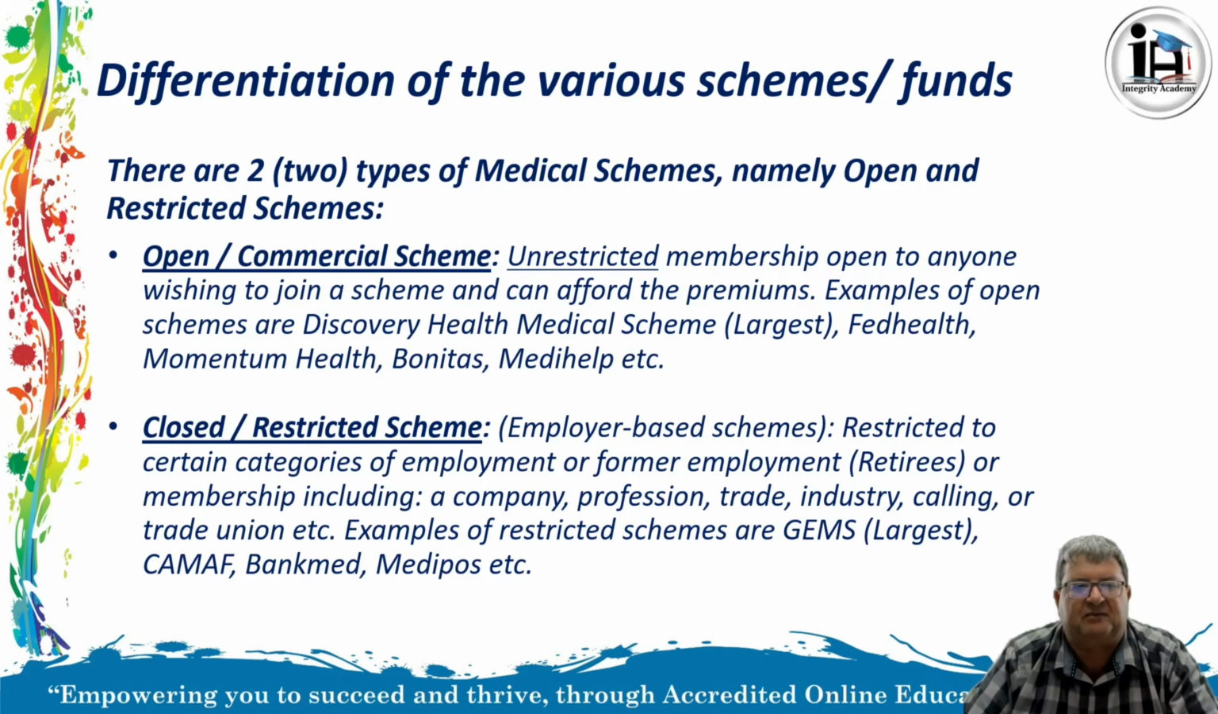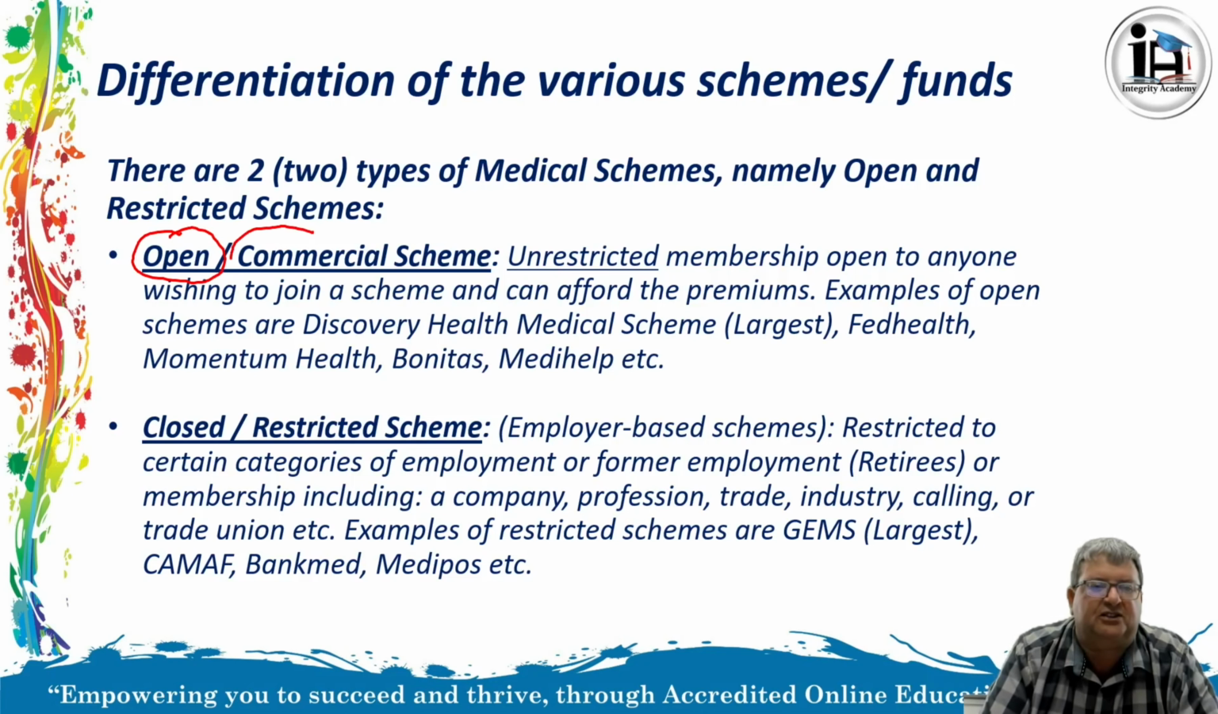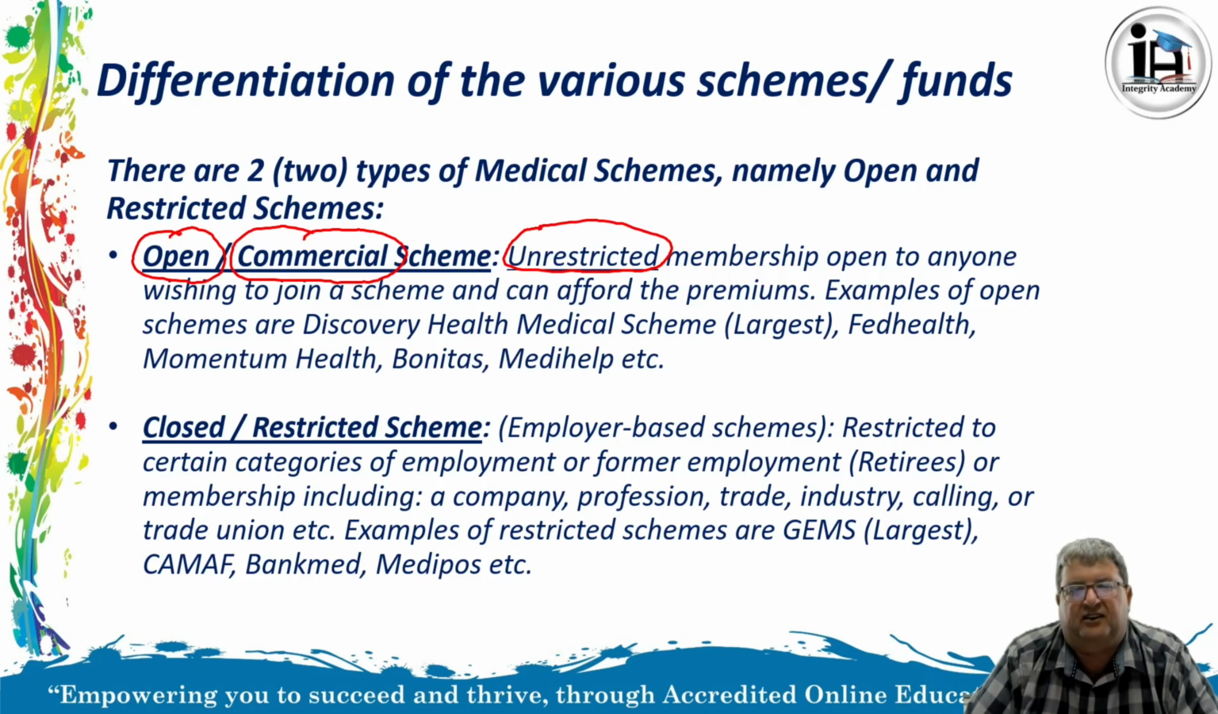That's the explanation. So there are two types of medical schemes, namely open and restricted. So when you look at the open scheme, the word open says it's open to everyone. It is a commercial scheme. Anybody can belong to it. It's unrestricted. It's got no restrictions to membership. All right? That is scheme number 1. So it's open, commercial, unrestricted membership.